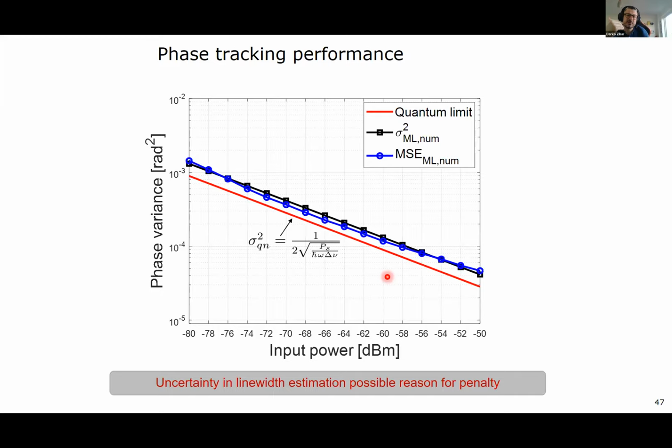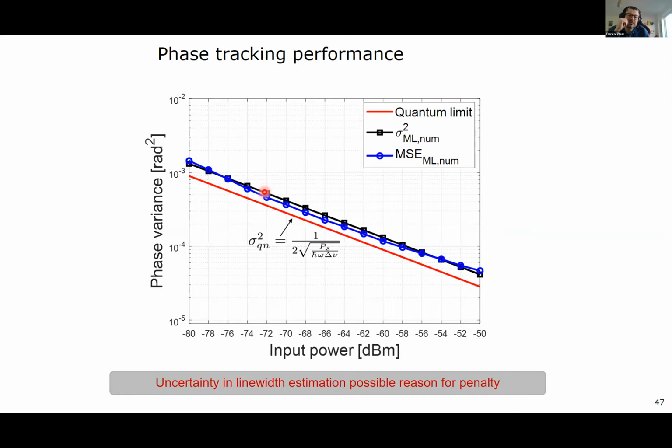If you look at this curve, this is the phase variance, which can be computed in numerical simulations because we know the true phase and we estimate the phase, and then we can compute the variance as a function of input power. The red curve is the quantum limit. The blue curve is the mean square error computed when we use this Bayesian filtering to estimate the phase. And the black curve is a byproduct, because your Kalman filter also gives you the variance, and this variance is indeed a mean square error.